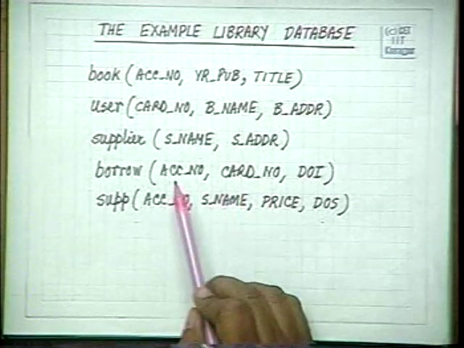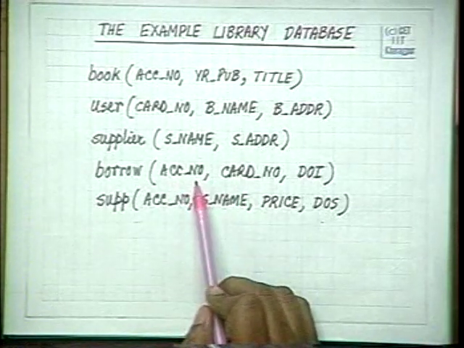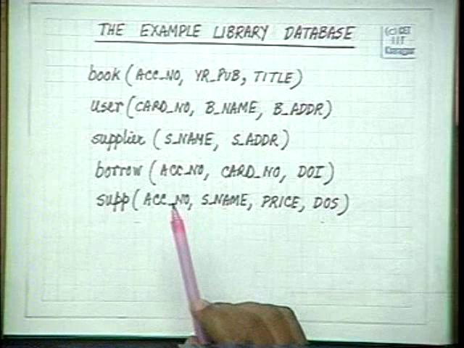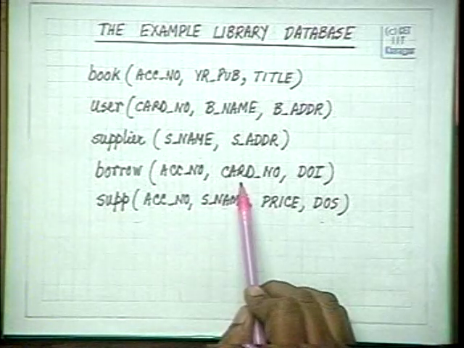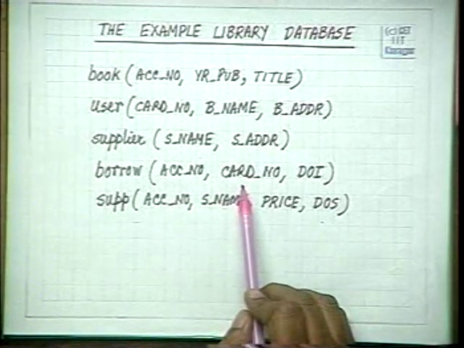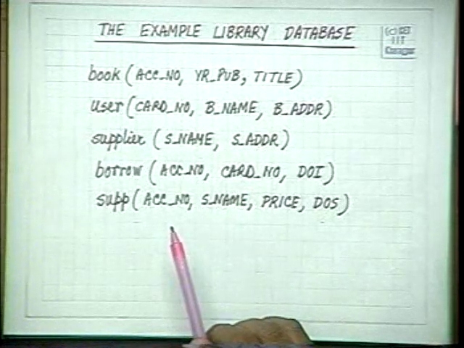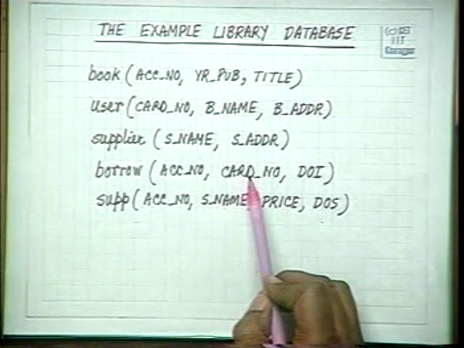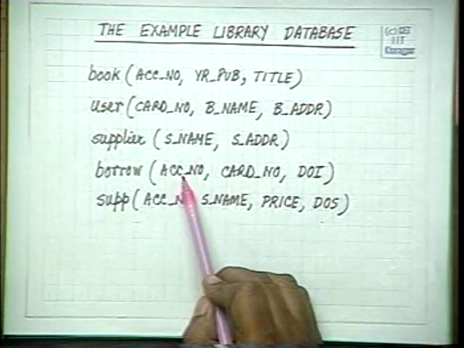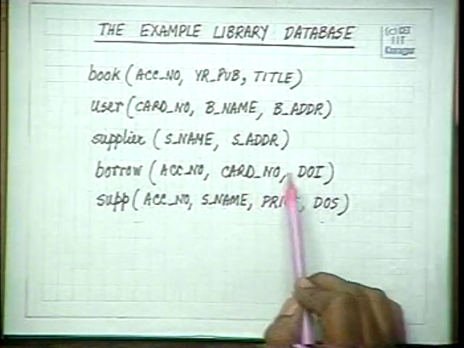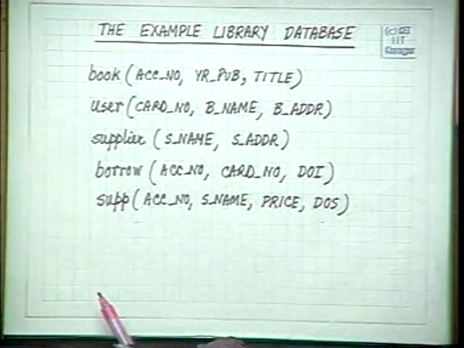Now, the database designer may have chosen accession number, but the constraint that only one book can be issued will have to be specified. And what is that constraint? That if the card number is same, the accession number must be same. If the card number is same, the date of issue must be same.